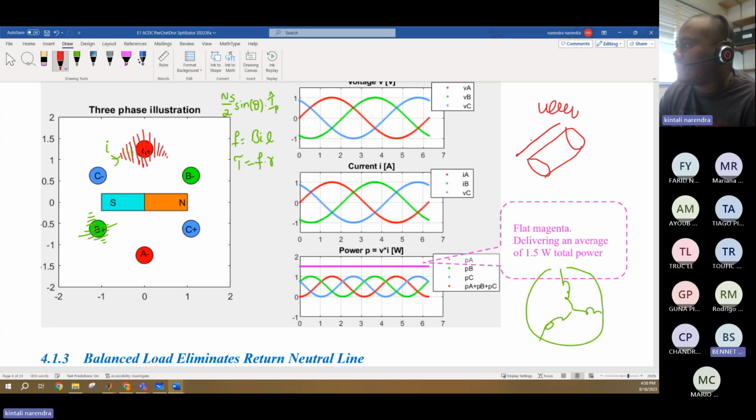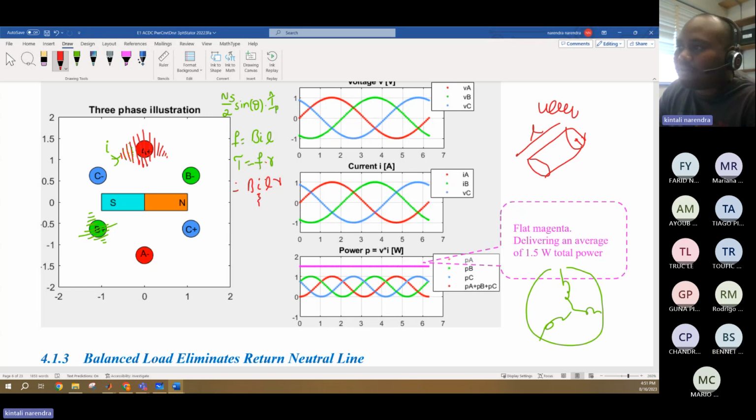This is the length and this is the radius. Now the torque is given by F into R. So F is nothing but B I L into R, and this I is nothing but the current flowing into these coils.